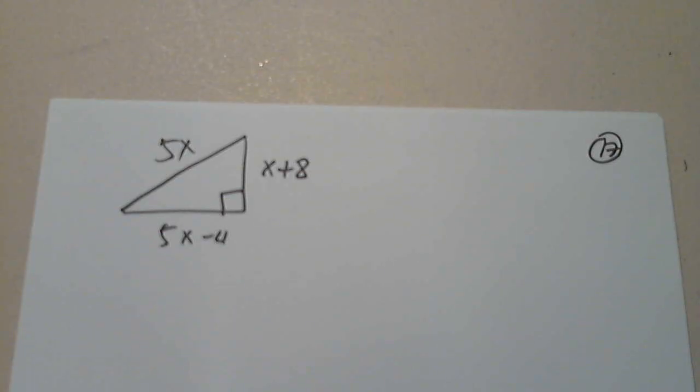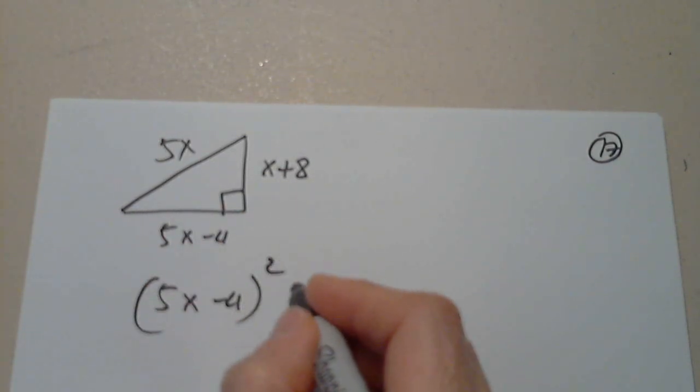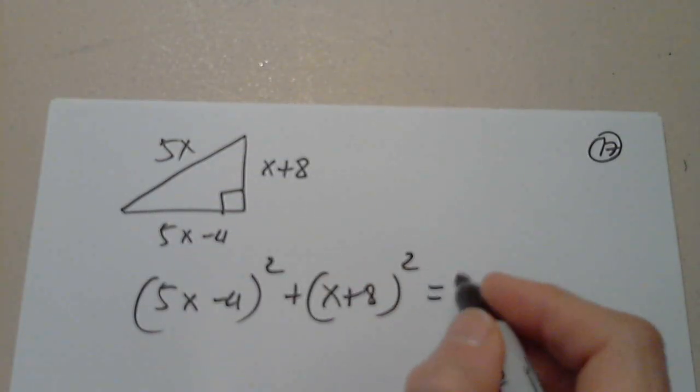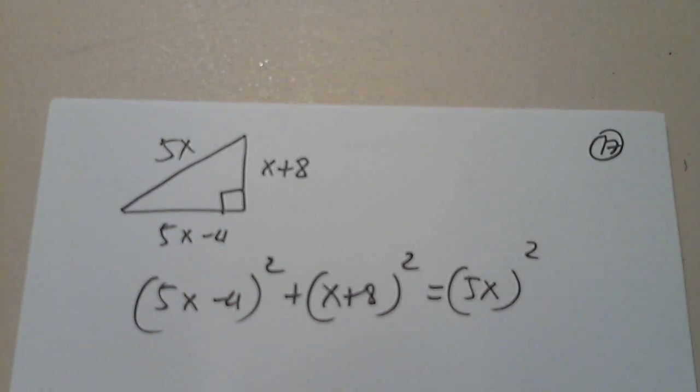And we know there is a relationship that states one leg squared, 5x minus 4 squared, plus the other leg squared, x plus 8, everything squared, must equal the longest side squared, which is the hypotenuse squared.